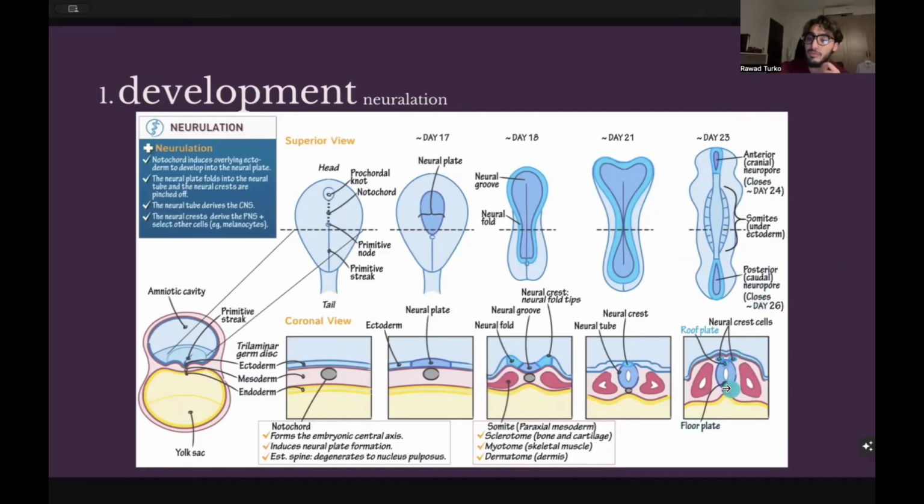Right above the neural tube you have a layer of cells on top of it, and these are called your neural crest cells, which are important for a lot of the other processes that happen in the body. We'll talk about those in a minute.